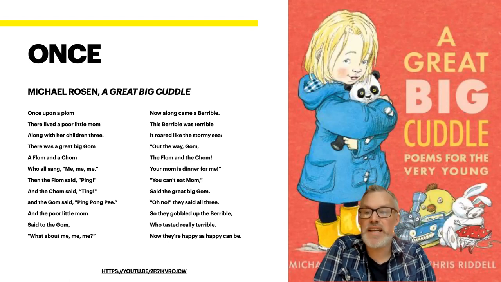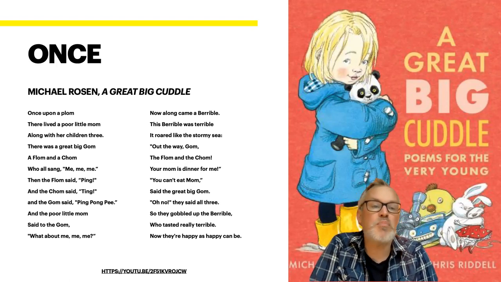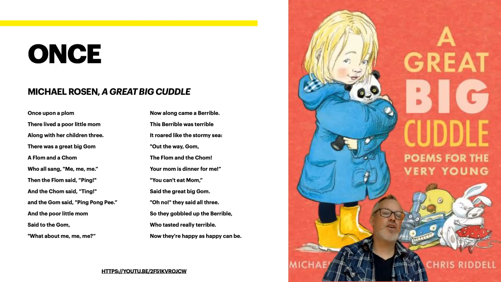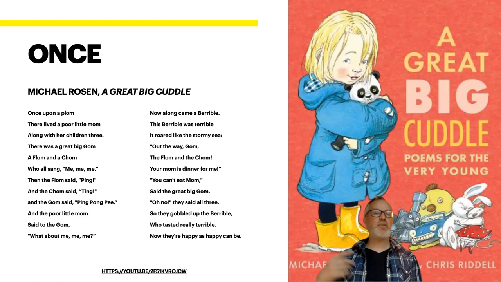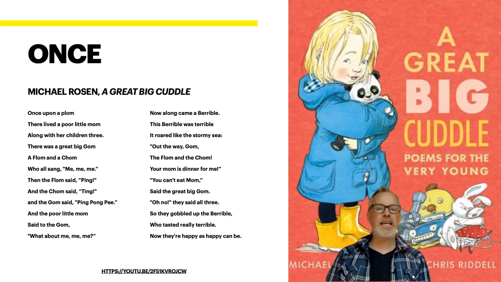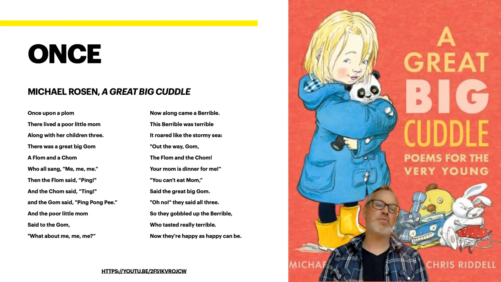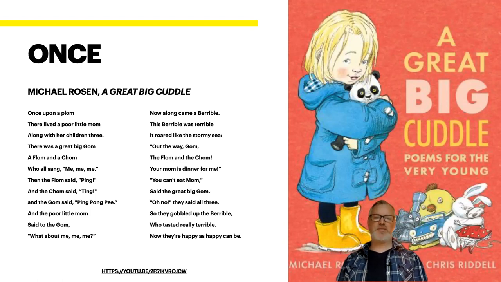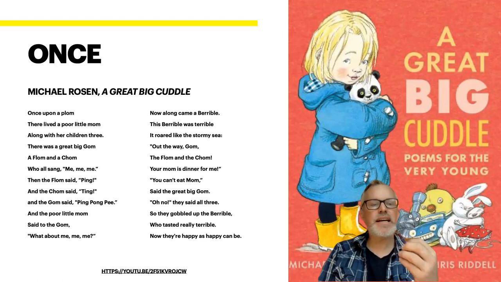I read it in a sort of estuary English kind of accent, like once upon a Plom, they lived like a poor little mom. We've got, they say ping and ting, ping pong pee. What about me, me, me? And the name of the character there, Bearable, which was terrible, which I fluffed up slightly at the end there as well. So lots of plays with sound.